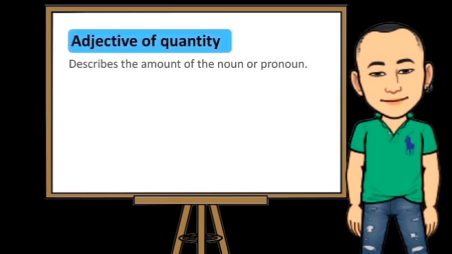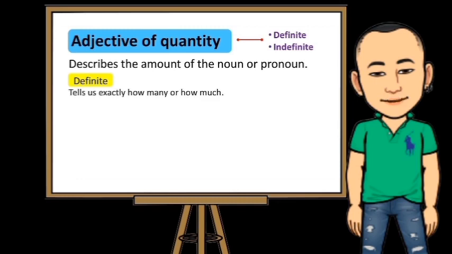Adjective of quantity. This type of adjective describes the amount of the noun or pronoun. This can be definite or indefinite. Definite tells us exactly how many or how much. For example, 2 cars. This is an example of a cardinal adjective because we know exactly how many cars there are. First job. This is an example of an ordinal adjective because the job is put into order, so it's first.